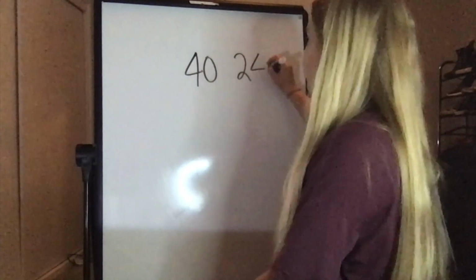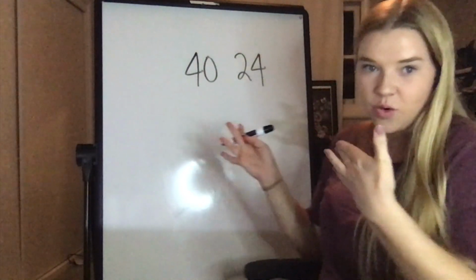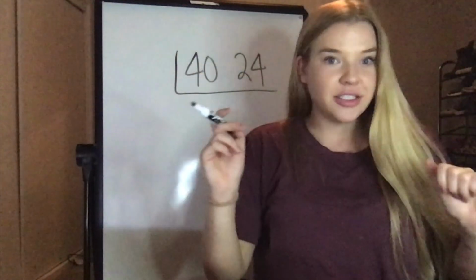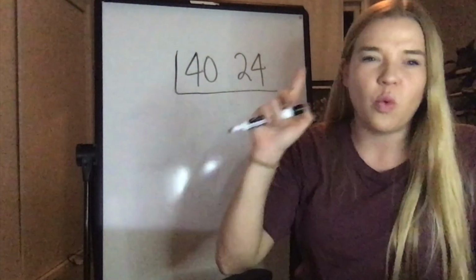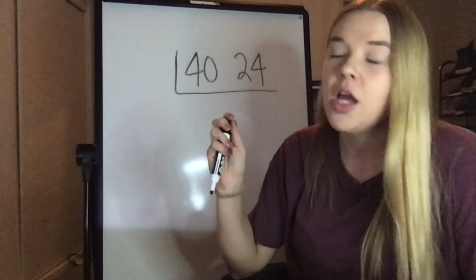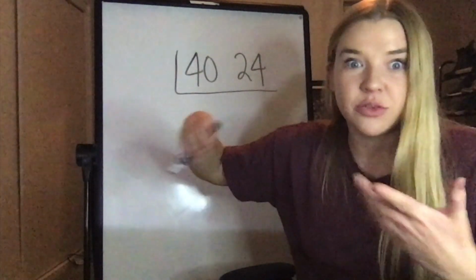All right, for our next example, we're going to be using the numbers 40 and 24. Step 1, we are writing our upside down division box. And then we are going to look at 40 and 24, and we're going to think what numbers go into those two numbers.